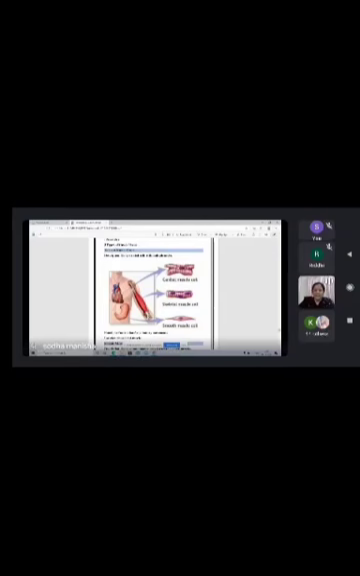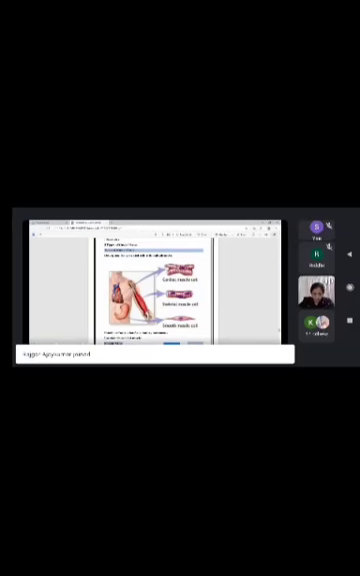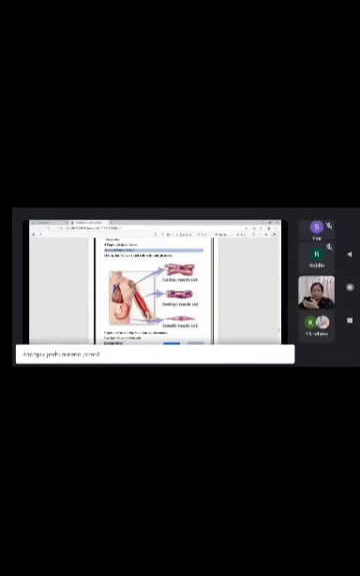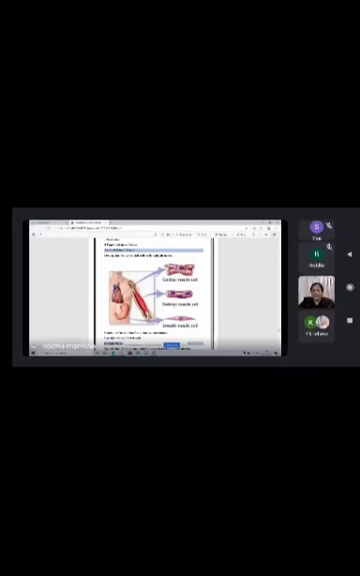Again, I repeat, these skeletal muscles are attached to bones. That is why they are named skeletal muscles. Number two, these skeletal muscles are under the control of will. That is why they are also known as voluntary muscles.